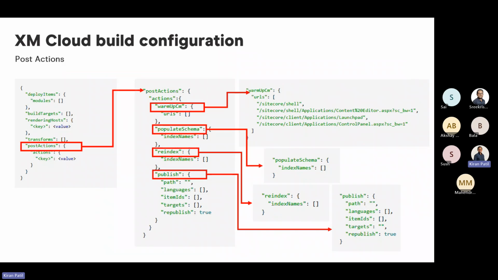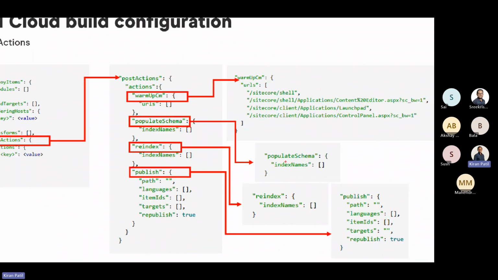Post actions, once the deployment is done, the post actions will be done, which has multiple tags. The first is warm up CM. Basically, post deployment, if you want to run any warm up steps or any execution steps, you can just provide the related URLs, and this will be done on the CM environment. So once the environment is done, as we know that initially the shell UI takes time to load.